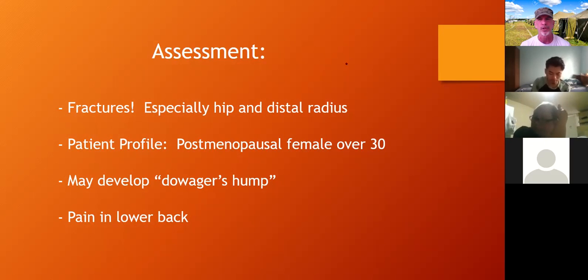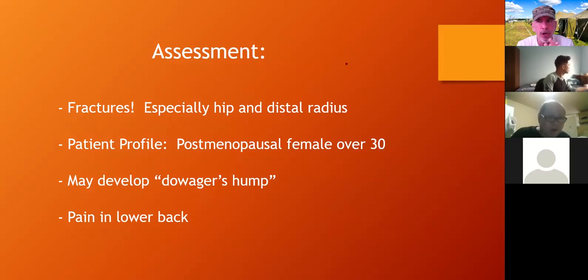I know with the dowager's hump, they talk about the wedging of the plates of the spine. They begin to go like this. They become a wedge, and that causes the spine to collapse. In kyphosis, I'm not sure if that's the same situation. Yeah, I think they're kind of interchangeable. I'm going to look it up quick.